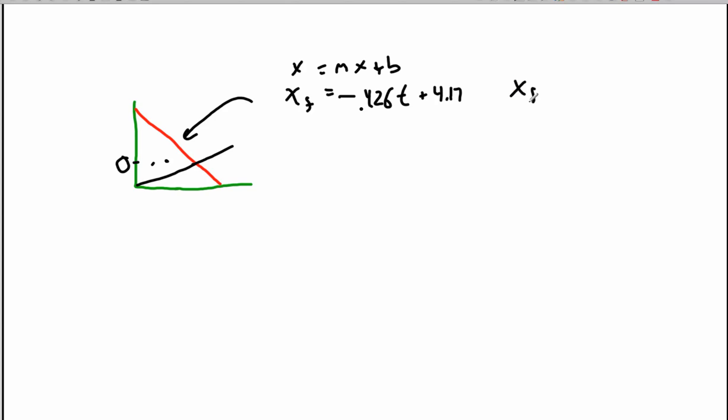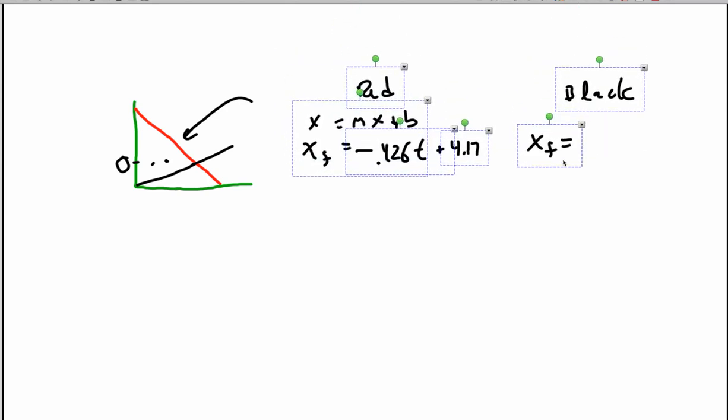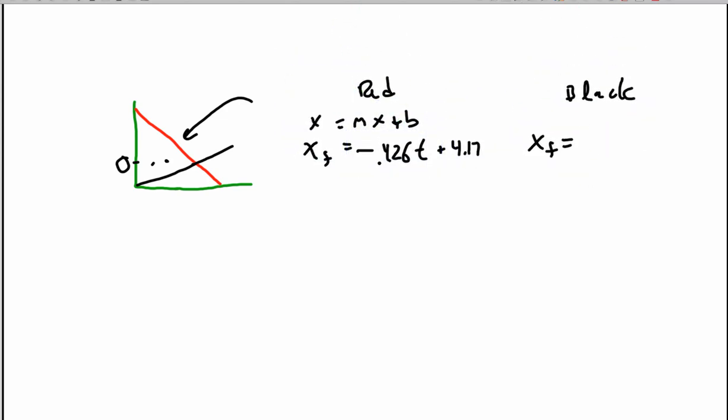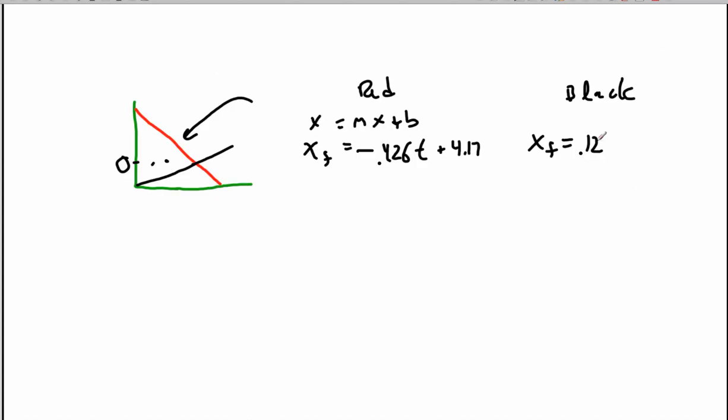Now, the final position, so this is for the red. Okay, so here's the black. For the black cart, let's grab all this and make sure it's visible. Pull all that down a little bit. For the black cart, we have the slope was 0.125 times t plus a starting position of 0.